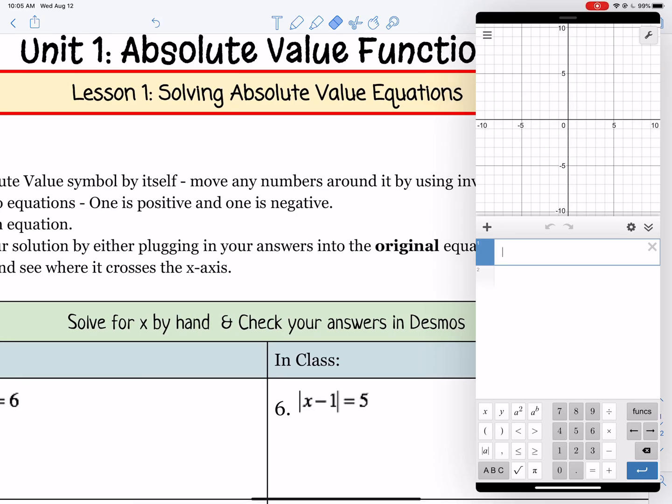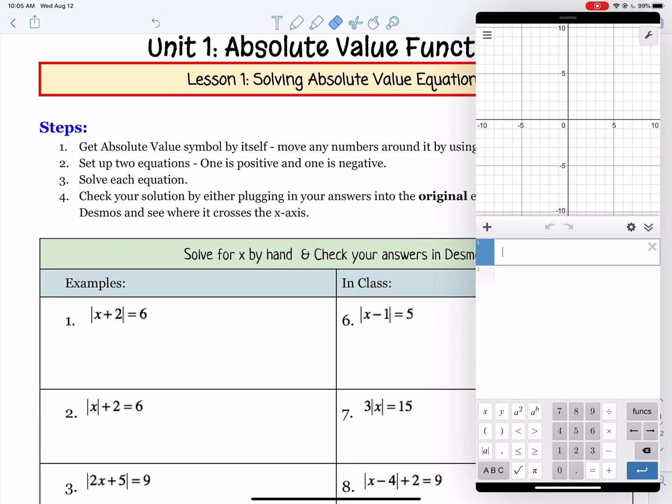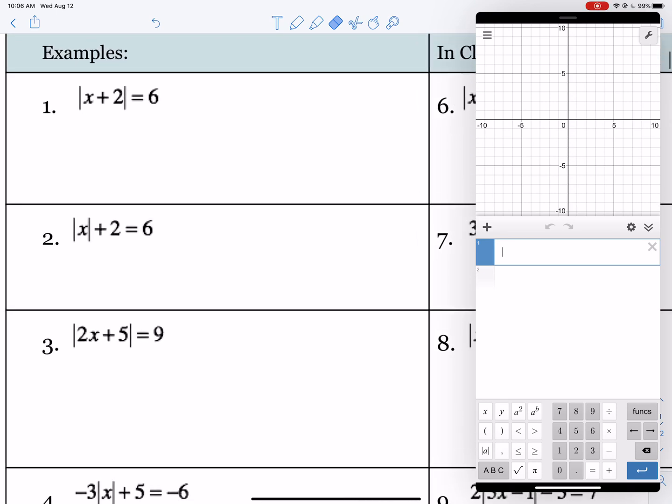In this video, we're going to talk about solving absolute value equations. So I want to go over 5 quick examples with you guys, and the steps that I'm going to use are listed at the top of your notes. So we're going to talk through those with these examples.